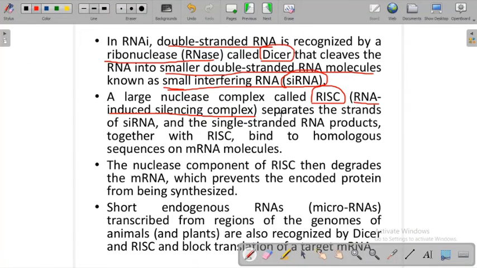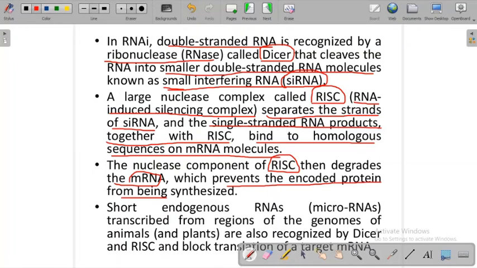So this is the nuclease complex. What it does is separate the strands of siRNA, and the single-stranded RNA product, together with the RISC, binds to homologous sequences on the mRNA molecule. The nuclease component of RISC, the RNA-induced silencing complex, then degrades the mRNA. So what RISC does is degrade the formed mRNA, which prevents the encoded protein from being synthesized, okay.